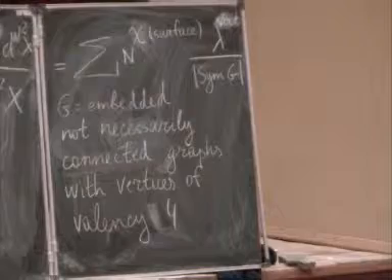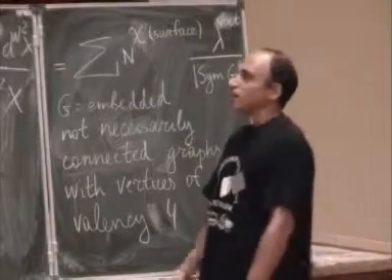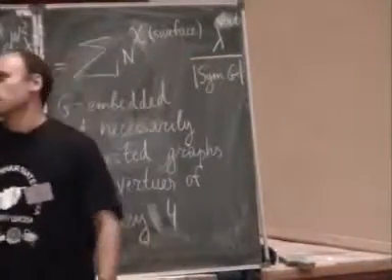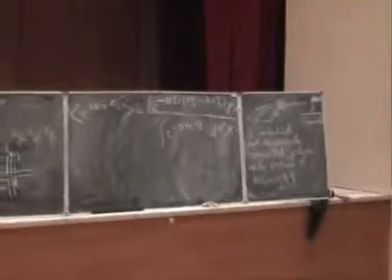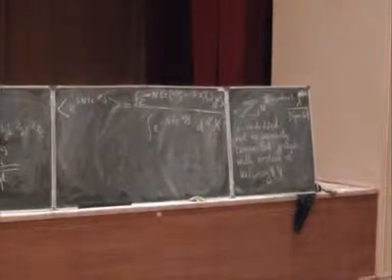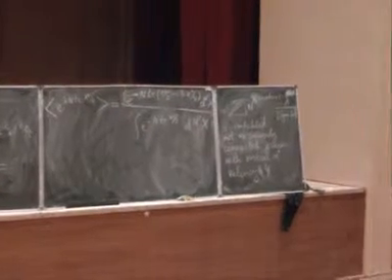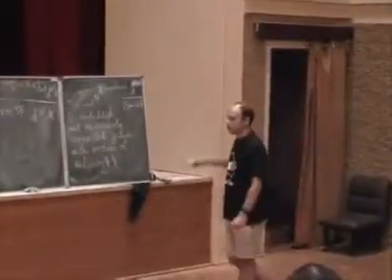So that's the result for this expectation value, and I think you understand that if instead of putting x to the power 4 divided by 4, I write x to the power 10 divided by 10, I will obtain the sum over graphs with vertices of valency 10.